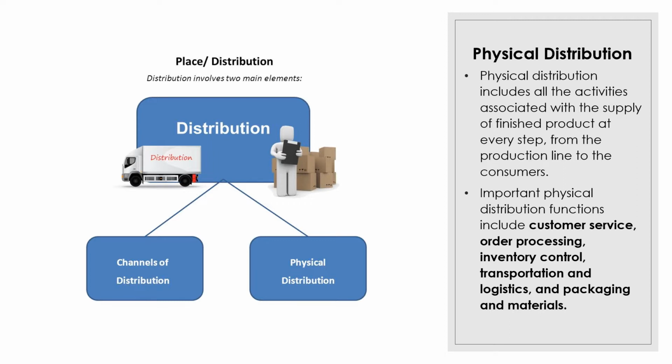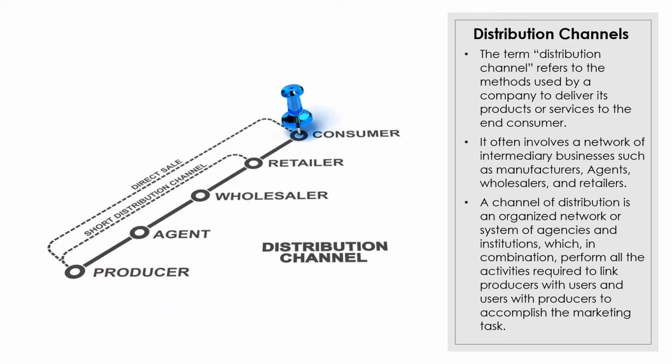Distribution channels refer to wholesalers, retailers, commission agents, and other middlemen who are involved in the distribution channel. In this picture, you can see the producer at one end and the consumer at the other end. In between, there are agents, wholesalers, retailers. If the producer sells to the consumer directly without any middleman, it is called direct sale. It is marked there.